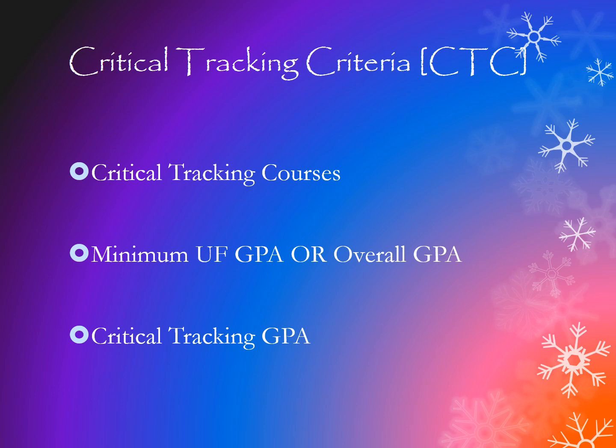That's fine. Now, as you probably remember from homework 1, there are 3 components that we evaluate when looking at critical tracking for students. There's critical tracking courses, there's critical tracking GPA, which is GPA specific to those critical tracking courses, and then there's a minimum UF or an overall GPA that we evaluate as well. And we'll go over the specifics of each of these 3 components throughout the presentation.